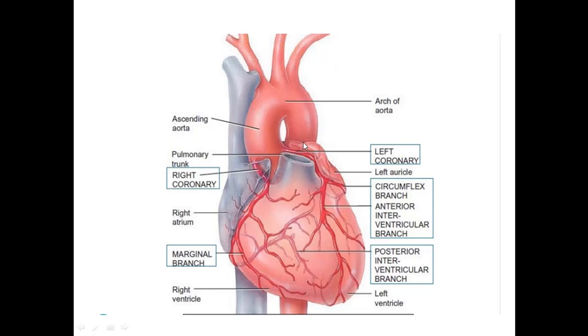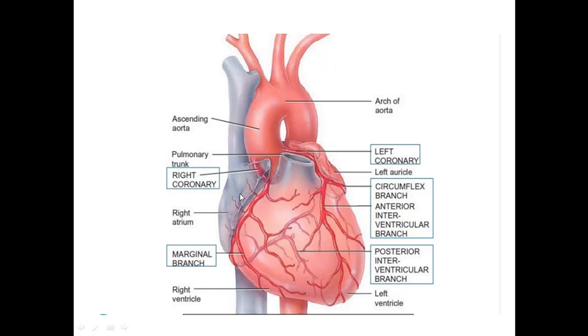As you notice, the two coronaries take origin from the ascending part of the aorta. We have the ascending part, the arch of the aorta, and then the descending part. Both coronaries take origin from the ascending part. The right coronary starts and walks in the coronary groove and gives small branches to the right atria to supply the SA and the AV node.